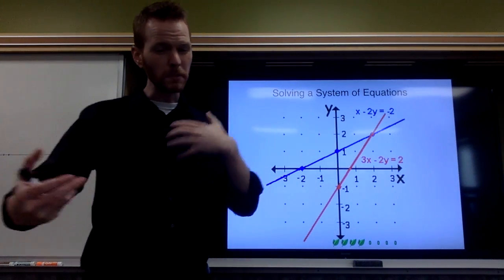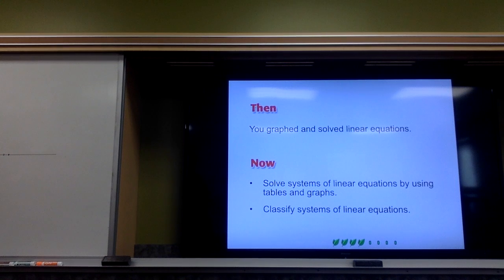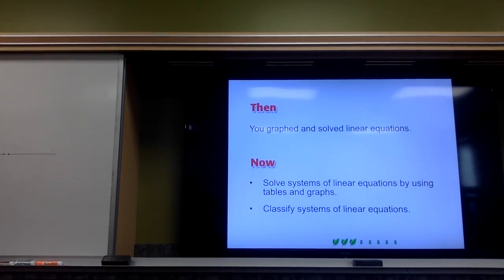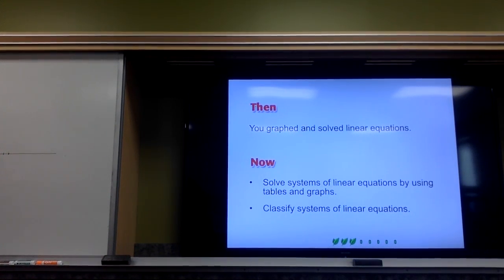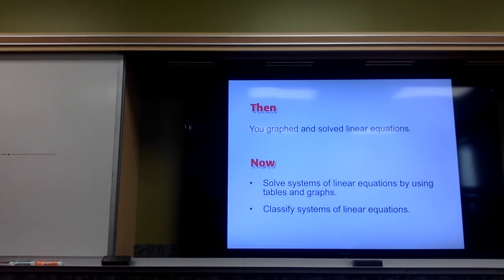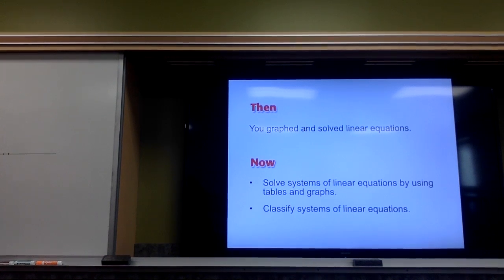So like I said, should be a review from Algebra 1. So we went ahead, we graphed and solved linear equations. Today we're going to solve a system, and then we're going to classify systems of linear equations.